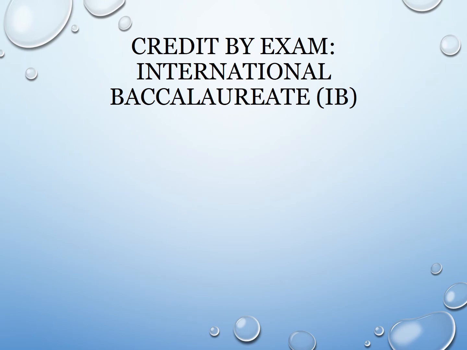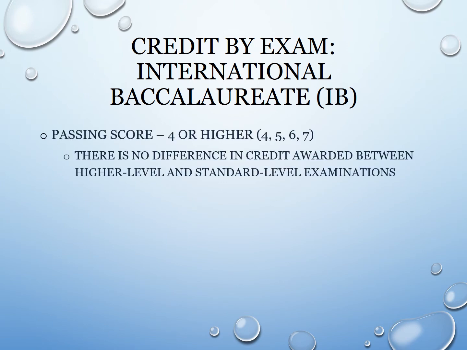International Baccalaureate, or IB as it's commonly called. Now for IB, the passing score is a little bit different. As opposed to a 3, 4, 5, which is what we had for AP, we're talking now about a 4, 5, 6, and 7. The big thing about this is that we want to note for IB, there is no difference between students who take the higher level or standard level examinations.